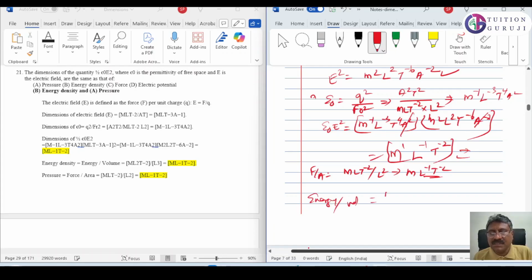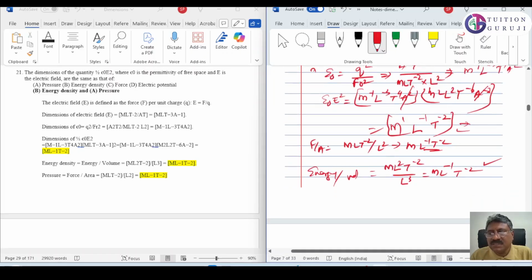Okay, energy by volume. What is energy? It is nothing but work. So m L square t raised to minus 2 divided by volume is L cube. Again, we will get m L raised to minus 1 t raised to minus 2. Okay, this is also giving the same thing. Force anyway we will not go. It is m L t raised to minus 2. So force is out of the question.